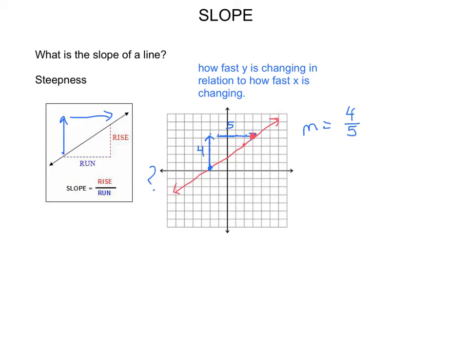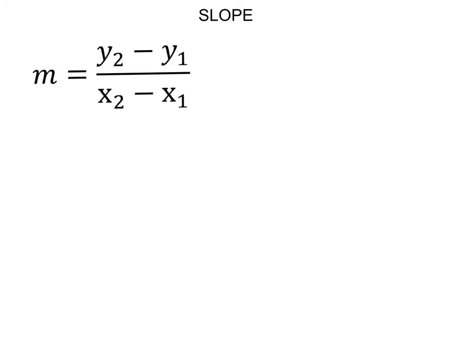The problem with this is that it's going to be very impractical to have to graph 2 points or graph a line every single time that you want to find the slope. So let's take a look at the slope formula, and this is going to help us find the slope in a much easier way. So the slope formula is as follows. M is equal to y2 minus y1 over x2 minus x1.